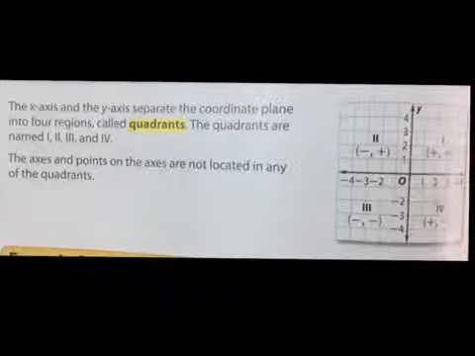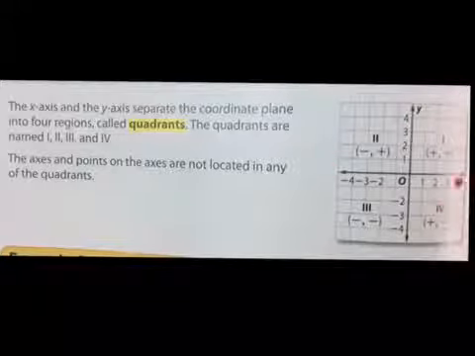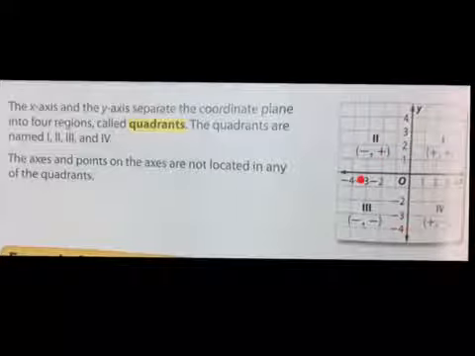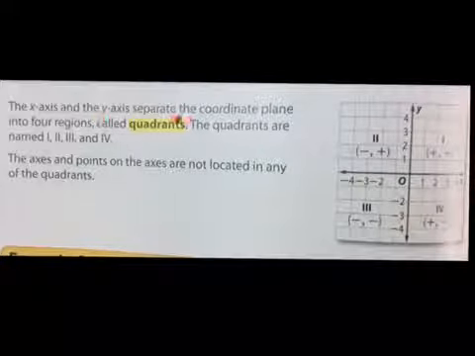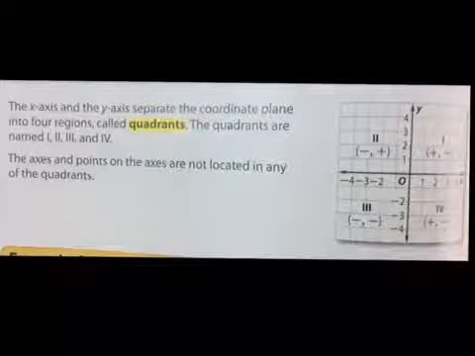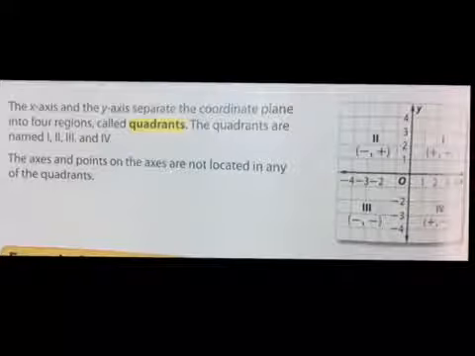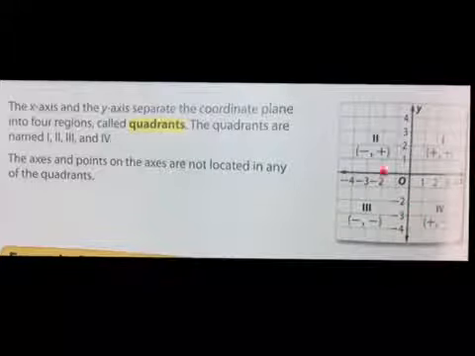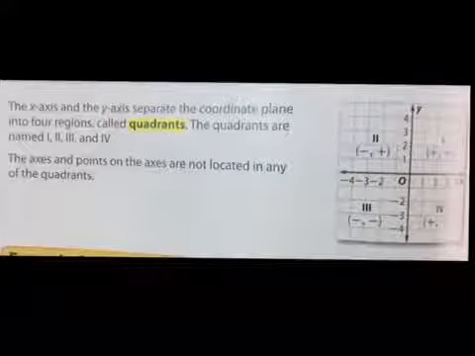Okay, let me draw your attention to the top of page 84, where we see how the quadrants are labeled. We label them counterclockwise from 1 to 4 using Roman numerals. 1, 2, 3, 4. Okay, and that's how we label them. The x-axis and the y-axis separate the coordinate plane into 4 regions called quadrants. The quadrants are named 1, 2, 3, and 4 in Roman numerals. The axes and points on the axes are not located in any of the quadrants. So the x-axis and the y-axis are not located in any quadrant. They're simply there to divide the quadrants.